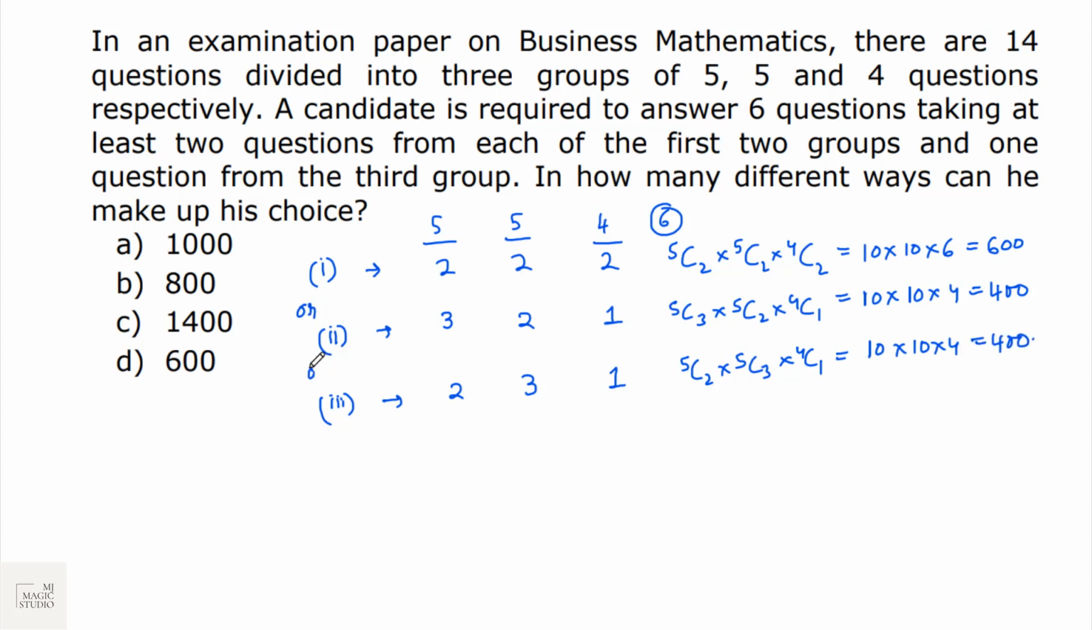Now there is a preposition 'or' attached to it. Either he can go with combination 1 or combination 2 or combination 3. That means, in how many different ways can he make up his choice? We need to add up his choices. Either these 600 or these 400 or these 400 of type 3. So the total number of choices he has is 1400. In 1400 different ways he can make up his choice to select 6 questions out of 14 with the given restrictions. Option C is the pick.